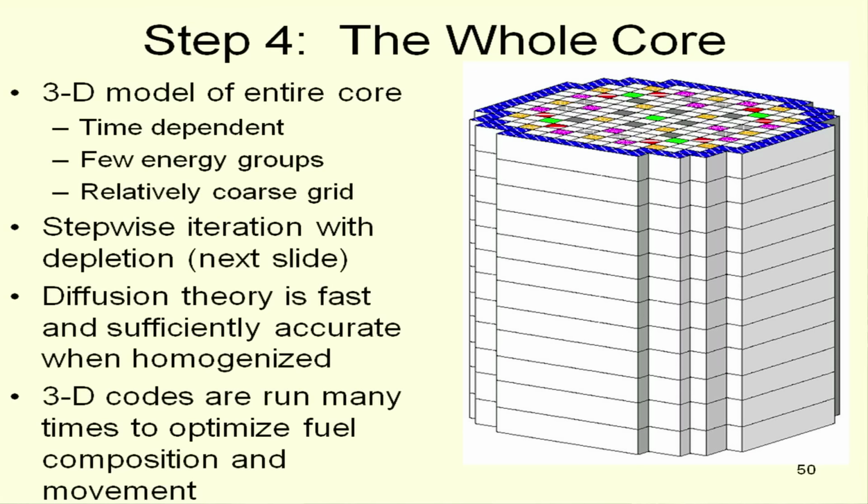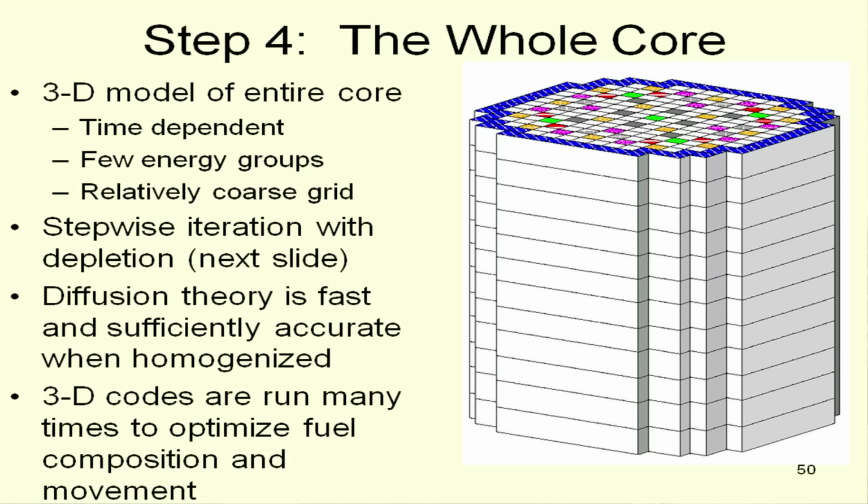And then the next thing is you take those cross-section sets for various assemblies at various places in a reactor core, and the assemblies would have different compositions, and you do a three-dimensional model of the entire core, and this now becomes time-dependent. You look at how the composition and the flux and everything changes over time as a reactor would be operating. Relatively few energy groups, no more than 5 and sometimes less.